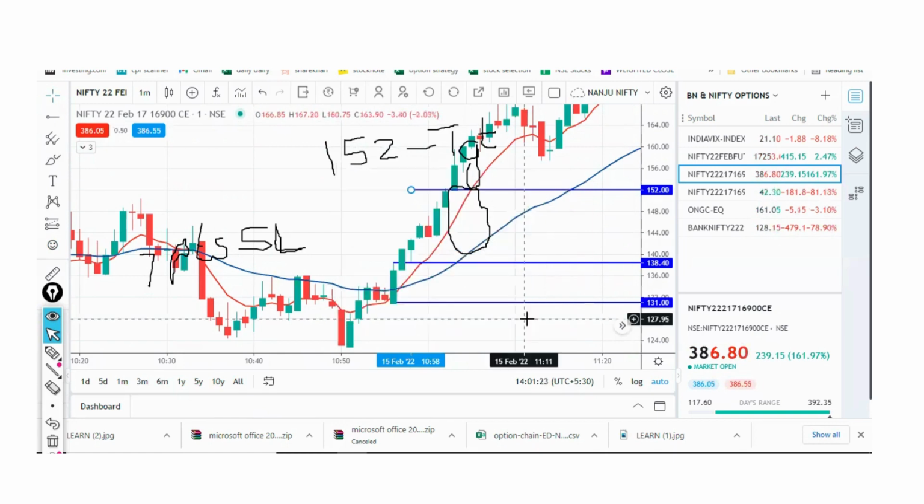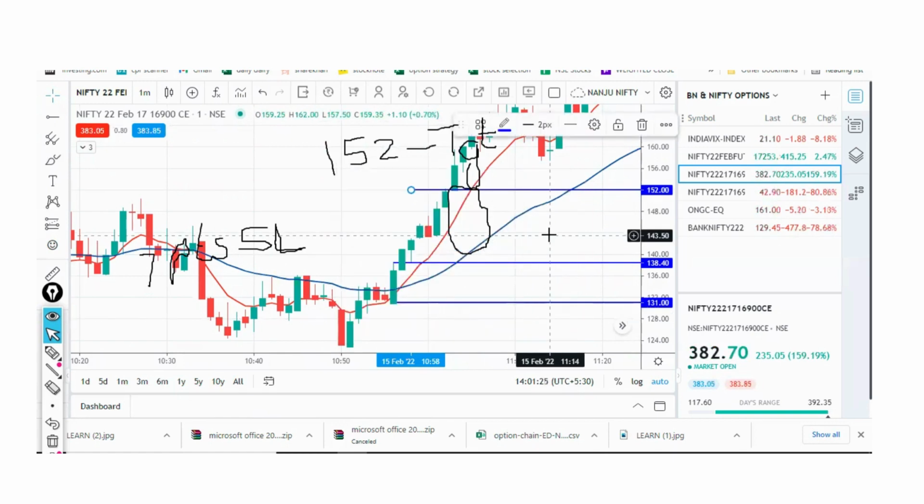Once the target is achieved, you're happy, I'm happy. As a teacher, I'm happy. As a trader, you're happy. So we are happy.